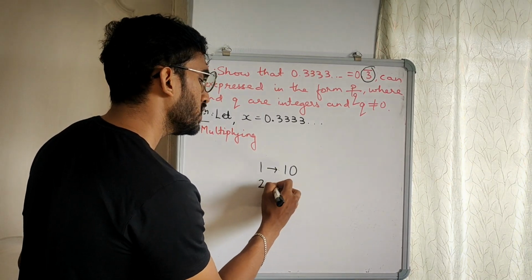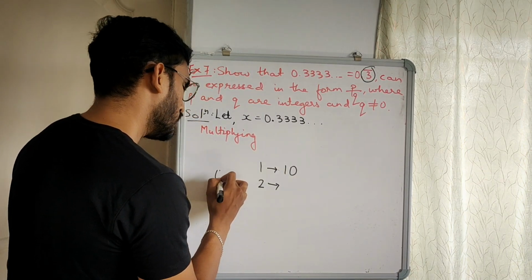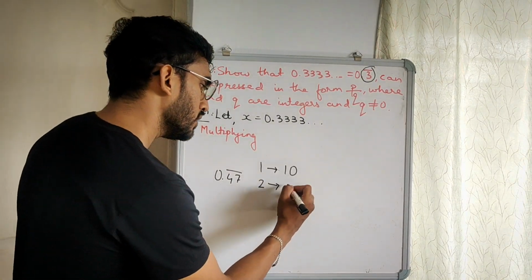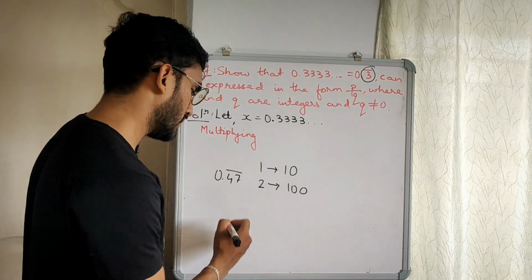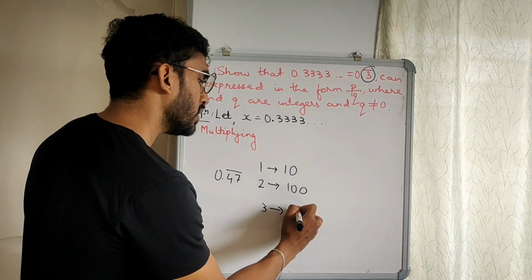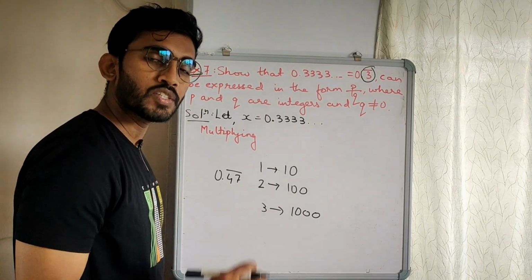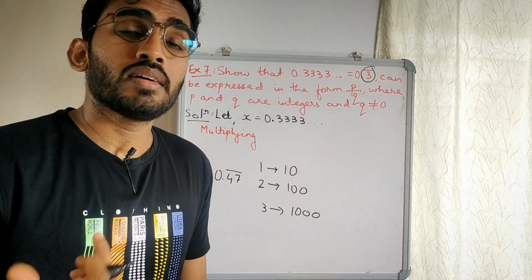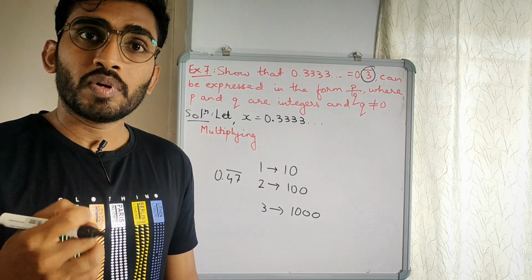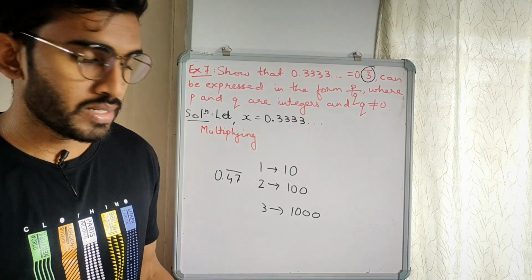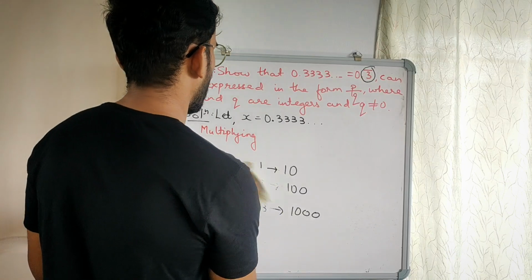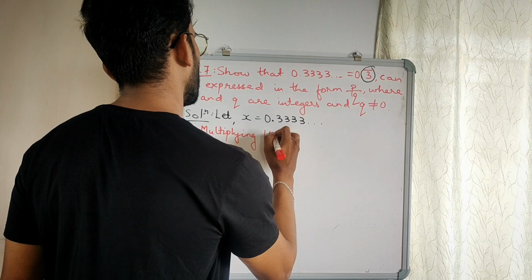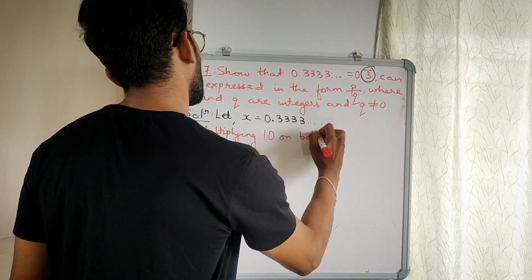If it is, let's say, two digits recurring, like 0.47 with a bar above 47, you will multiply 100 on both sides. If it is three digits recurring, you will multiply 1000 on both sides. So this is the process. Whatever the number of digits recurring, you have to put that many zeros after 1 and multiply both sides. Simple. So I am multiplying 10 on both sides.